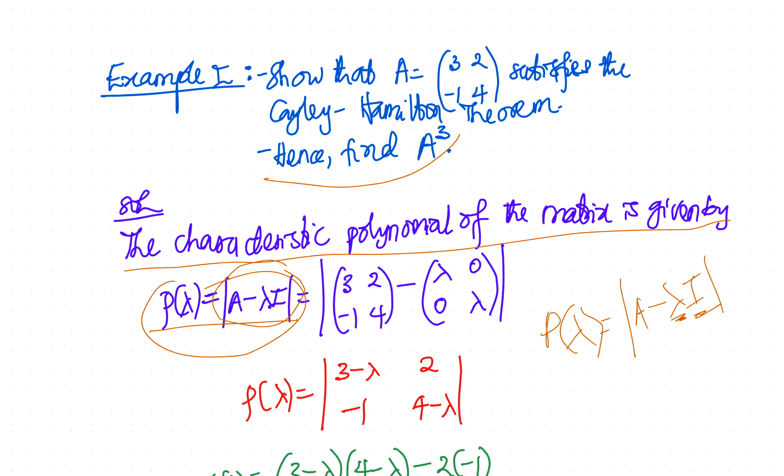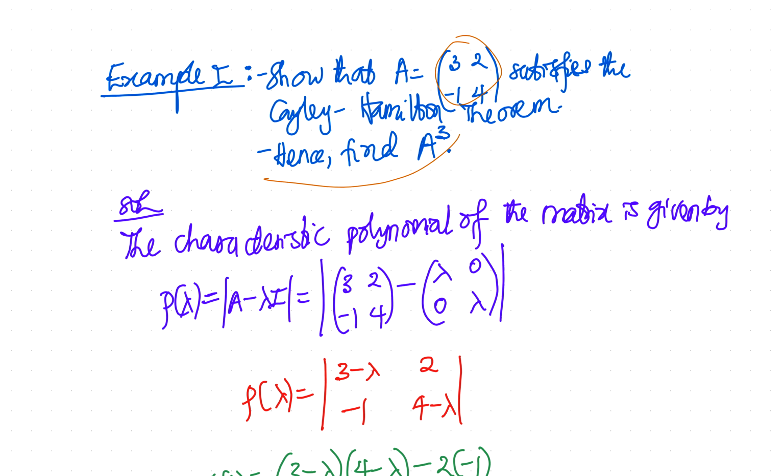Now that you have your matrix to be 3, 2, minus 1, 4, that's what you have here, minus lambda I. That's lambda into 1, 0, 0, 1 for a 2 by 2 matrix. If it is 3 by 3, it goes to 1, 0, 0, 0, 1, 0, 0, 0, 1. So this is lambda I, this is A. Then if you go ahead, you can have rho of lambda, not P. This is rho, a Greek letter.